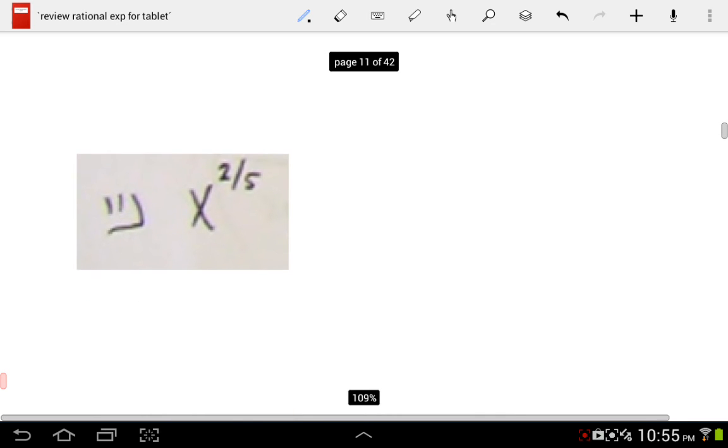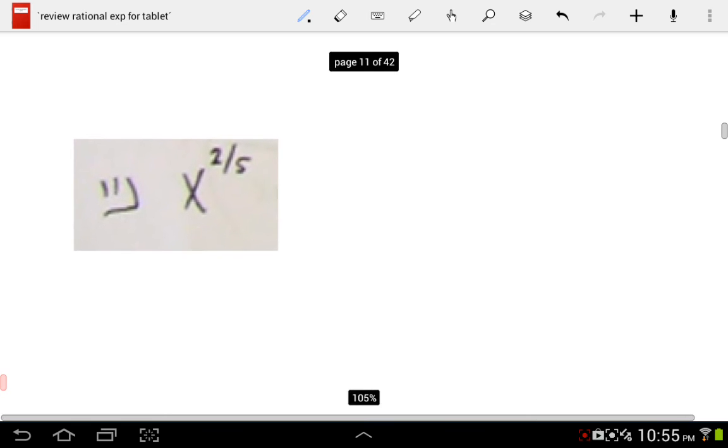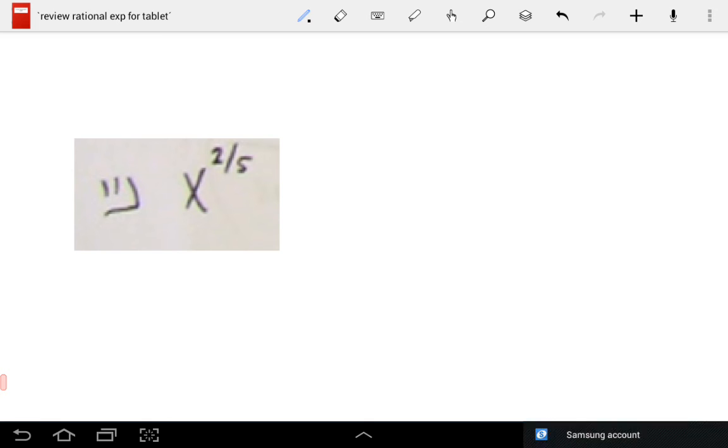Okay, on number 11, we got x to the 2/5. Now I believe our directions on this were to write this in radical form. So recall, if we want to write this in radical form, the denominator tells me what kind of radical, or what to put in the index, and the 2, the numerator, is just the exponent or the power on it. So this is simply the 5th root of x squared there.